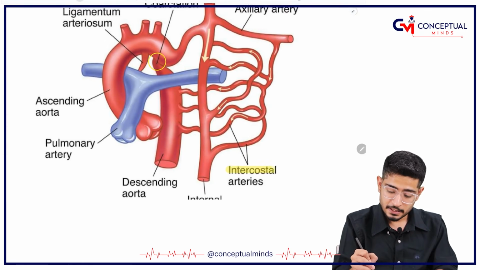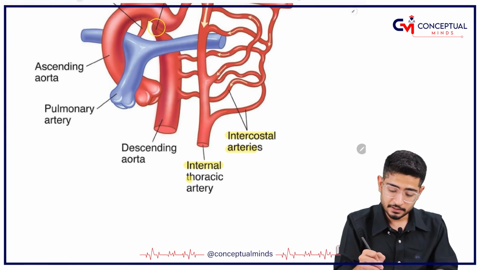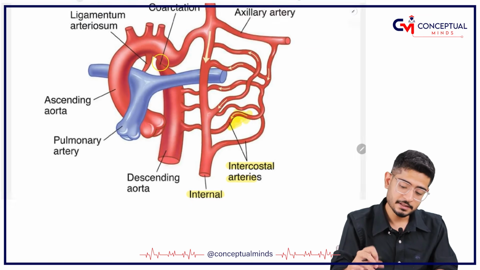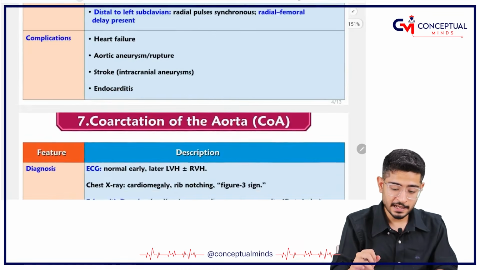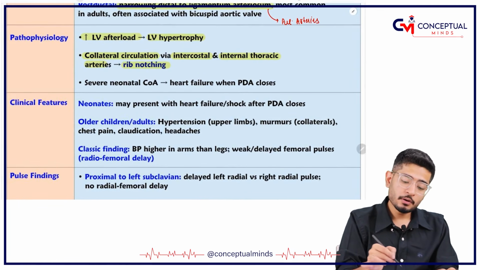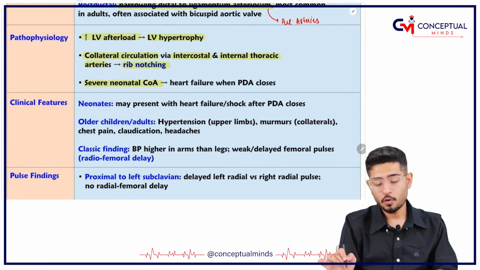Can you see? This is the intercostal arteries, this is the internal thoracic artery, and these are going to notch the ribs like this. So this is called as what? This is called rib notching. Okay, clear? Now, what do you mean by severe neonatal coarctation?